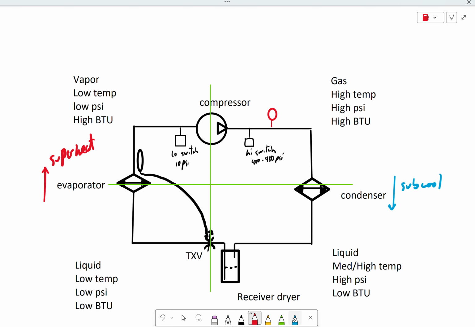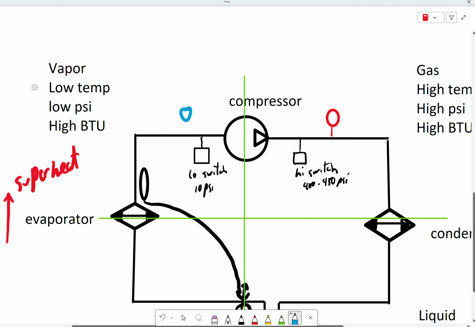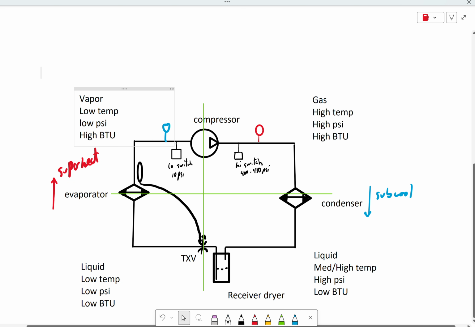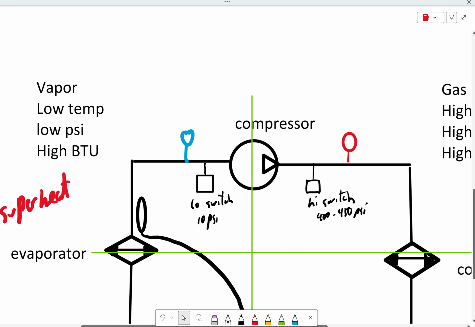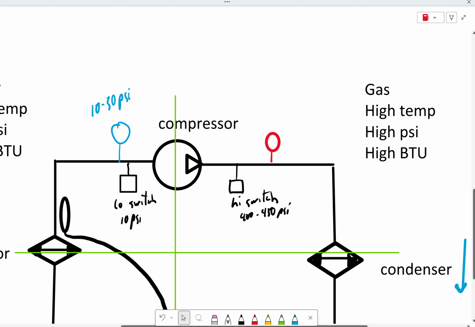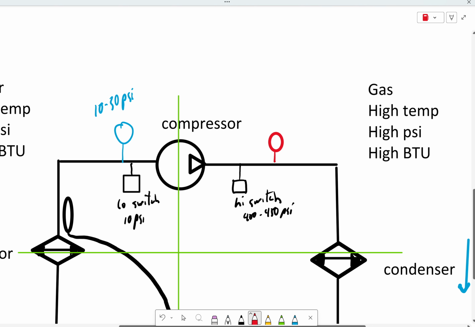We're going to put some gauges on here. So for a high side gauge and a low side gauge, if we were to think about what the normal pressures for an operating system would be on the low side and on the high side. On the low side, probably between about 10 and 30 psi. Very normal.